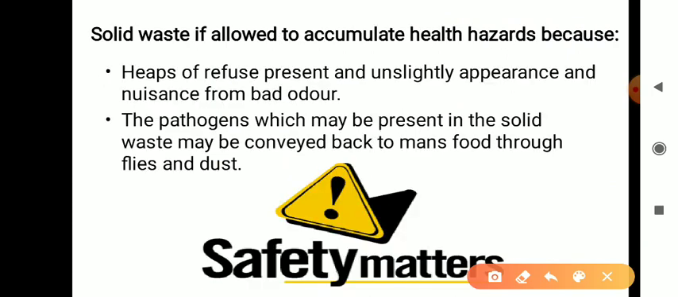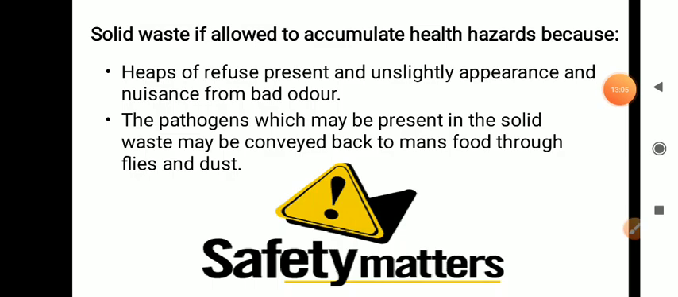And if there are heaps of solid waste, it will give an unsightly appearance and a nuisance from the bad odor. And as I have already told, the flies will sit on the solid waste and carry the microorganisms, and they will sit on the human's food, and it will be a health hazard for human beings.